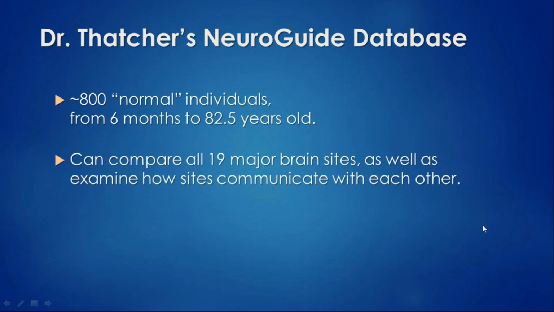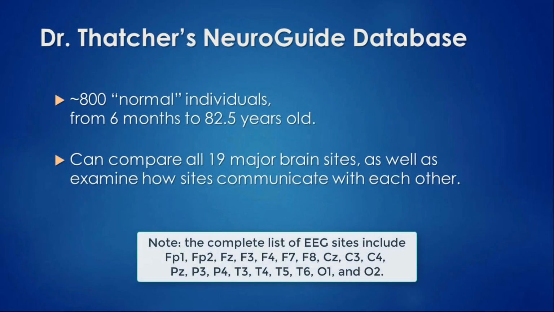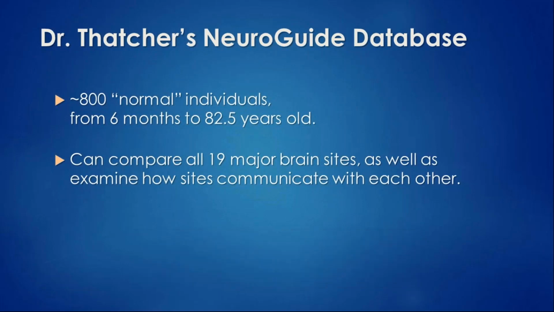Dr. Thatcher's database allows us to compare the 19 major brain sites of the head, as well as examine how these different sites communicate to each other. By the 19 sites, these are the most popular and general sites of the 10-20 electrode application system. Cz, Fz, F3, F4, O1, O2, all that popular stuff. It's all in there.